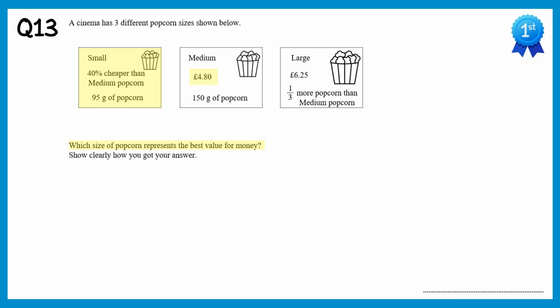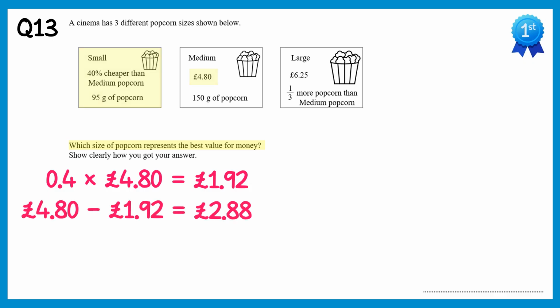So it's 40% cheaper. So let's work out 40% of £4.80 first. To do that, we get the decimal multiplier for 40%, which is 0.4, and multiply it by £4.80. And this gives you £1.92. So if it's 40% cheaper, it's £1.92 cheaper. So we need to do £4.80, take away £1.92, which is £2.88. So we now know the cost of a small popcorn is £2.88. Next, if we look at the medium one, you can see we've actually got the price and we know how much popcorn we're getting, so let's move along to the large one.